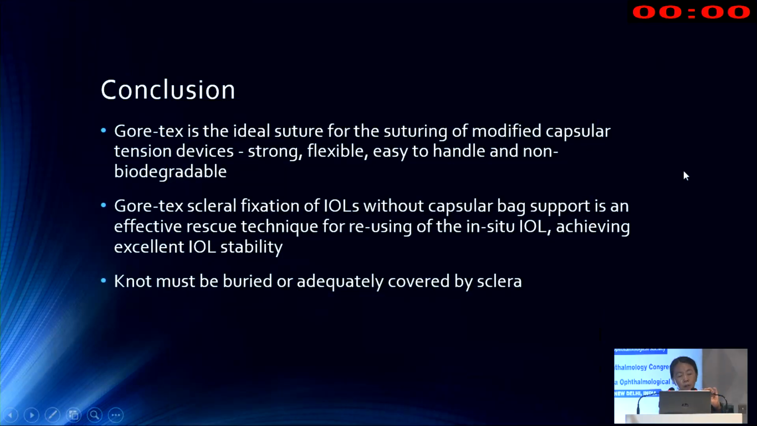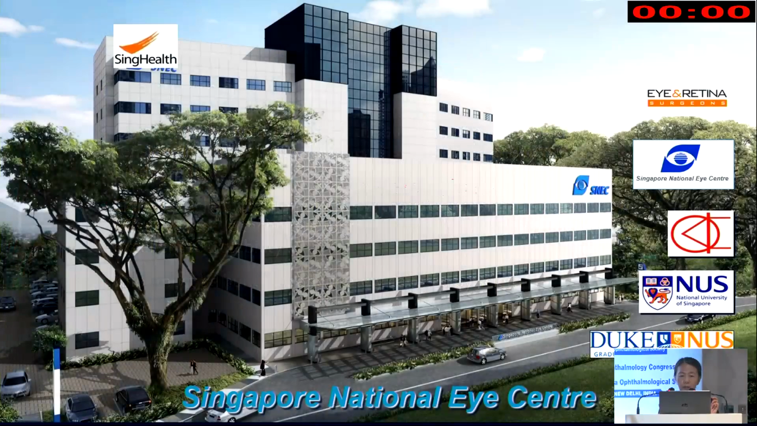Right, so Gore-Tex really is the ideal suture for suturing the modified capsular tension devices. It's strong, it's flexible, it's easy to handle, and non-biodegradable. Gore-Tex scleral fixation of IOLs without capsular bag support is an effective rescue technique for reusing the in situ IOL, achieving excellent IOL stability. And the knot, very importantly, must be buried or adequately covered by the sclera. So make your Hoffman pocket at least half scleral thickness deep, and I use a diamond blade guarded at 300 microns. Thank you very much.